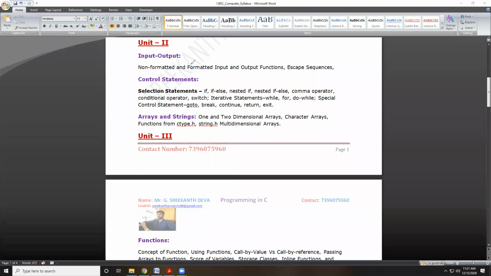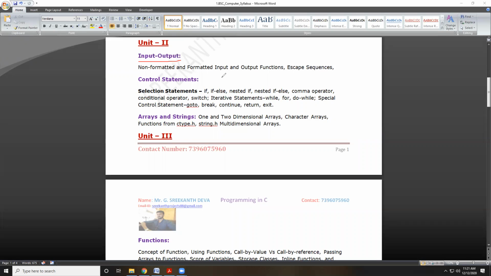Coming to unit 2, we are discussing 3 parts here. One is called input output. Everyone is familiar with these words, right? Input and output. Input means we are giving some instructions to the computer. The CPU takes that input data and processes it. After that, it gives what? Output or result to the end users.